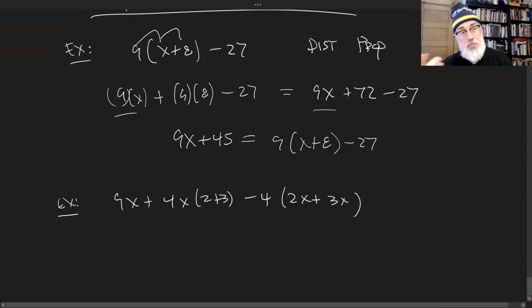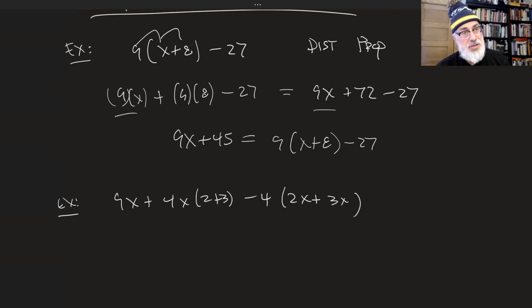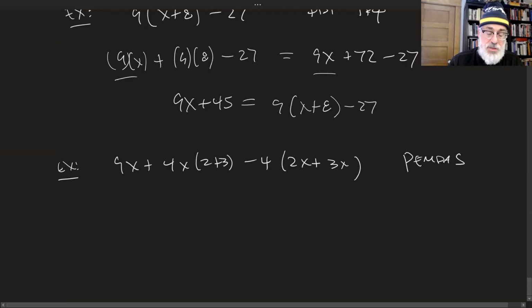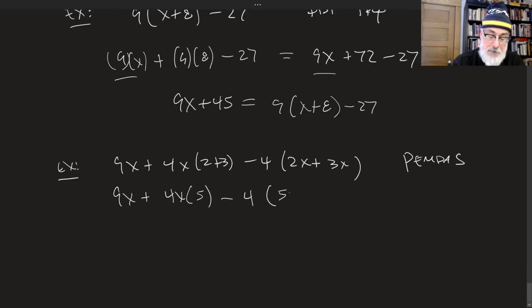To simplify, here we can distribute, we can do order of operations. We notice the parentheses, again, PEMDAS. We have like terms in the parentheses, because 2 and 3 are the same kind of term, and 2x and 3x are the same kind of term, so we can add those. That'll be 5, minus 4 times, 2x plus 3x is 5x.